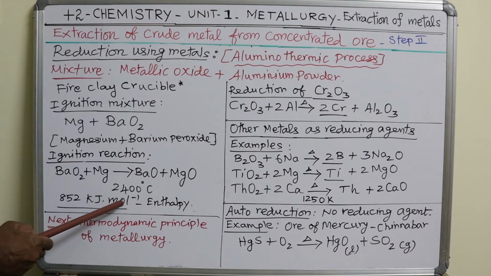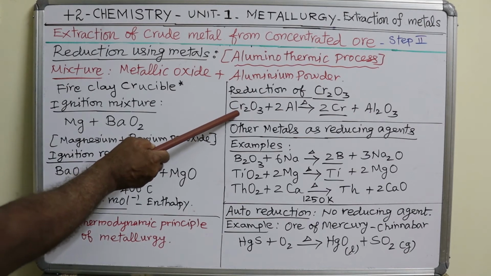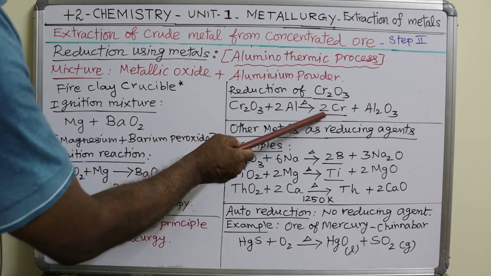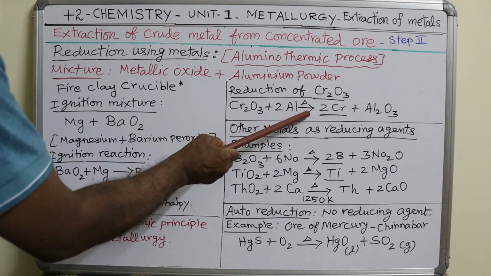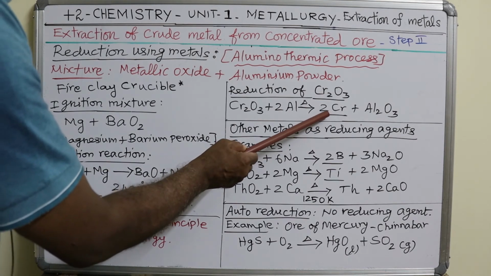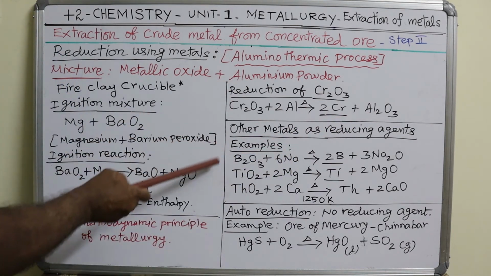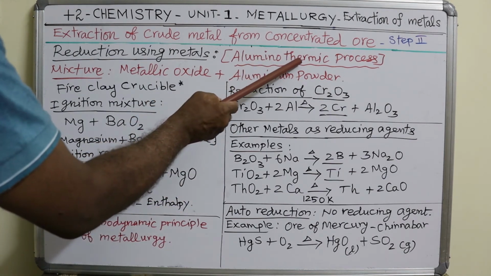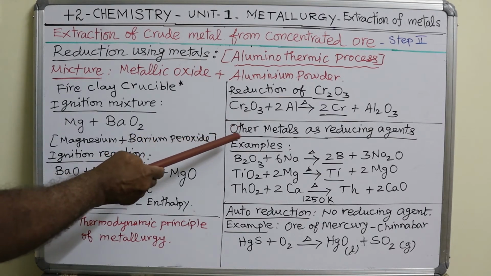So this heat which is generated is used in the next step to reduce chromium oxide into chromium metal. This chromium oxide, Cr2O3, with aluminium powder is heated because of the heat generated from the previous reaction, and chromium is separated and aluminium oxide is formed. This is the reduction process called the aluminothermic process, in which chromium is separated from chromium oxide.